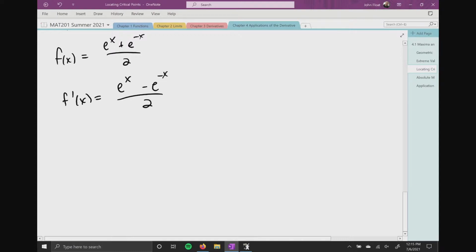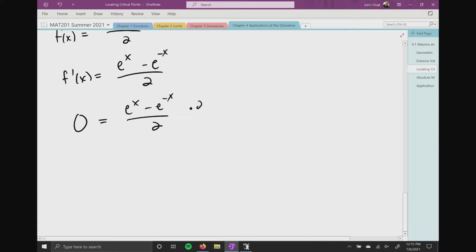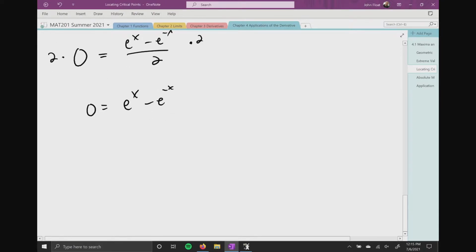And this will equal 0, so let's set it equal to 0. And we're going to go ahead and try to solve for x here. So multiply both sides by 2. And that's going to give me 0 equals e to the x minus e to the negative x. Then I'm going to add e to the negative x to both sides. So I get e to the negative x equals e to the x.